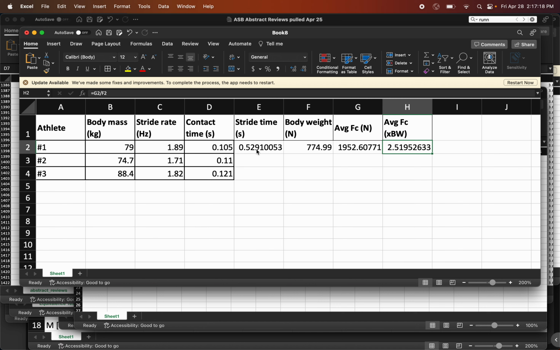Okay, so that's for athlete 1. You can repeat that or copy-paste that for athlete 2 and athlete 3 here. You should get something in the range of 2 to 3 for all of them in terms of average vertical forces per unit body weight if you want to check on whether that's done correctly or not. But that's a demonstration of the calculations you should be doing for task 1 in homework number 3.